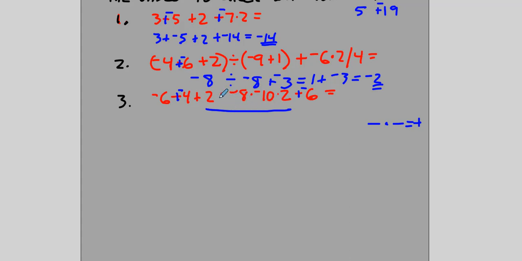Now I can ignore the signs. Well, 2 times 8 is 16. 16 times 10 is 160. Times 2 is 320. So this is going to be plus 320. So I have -6 plus -4 plus 320 plus -6. So now I'm going to take -6, -4, -6. Well, all negatives, just add them together. That's -10 plus -6 is -16. So I have -16 plus 320.